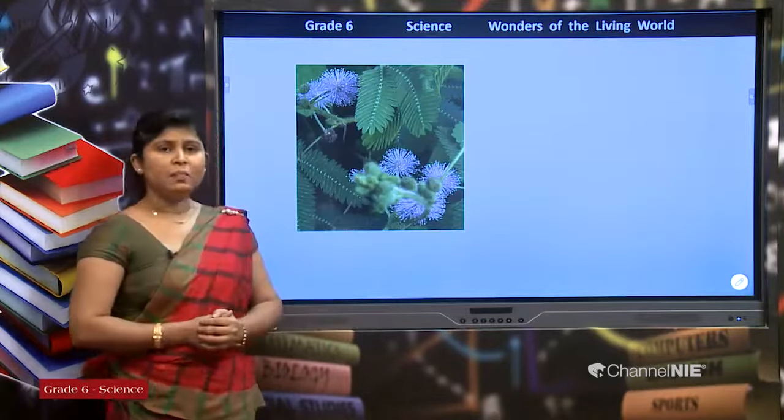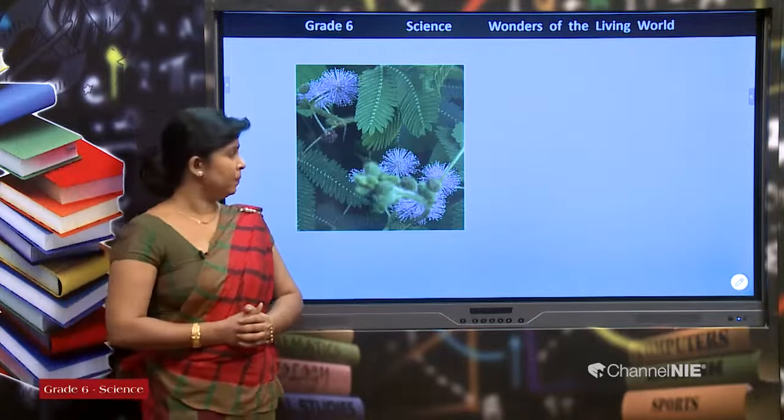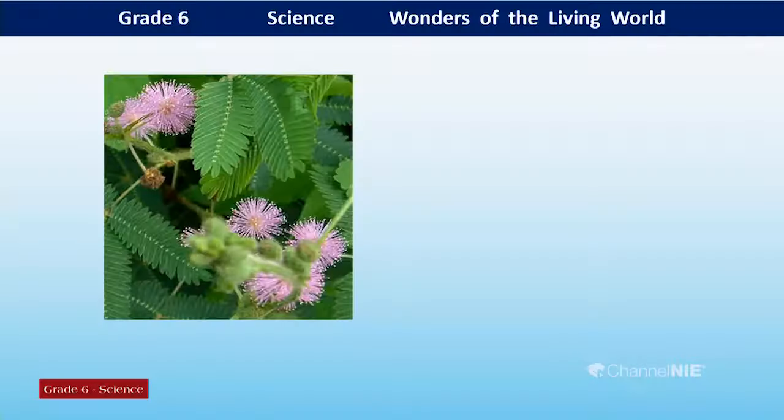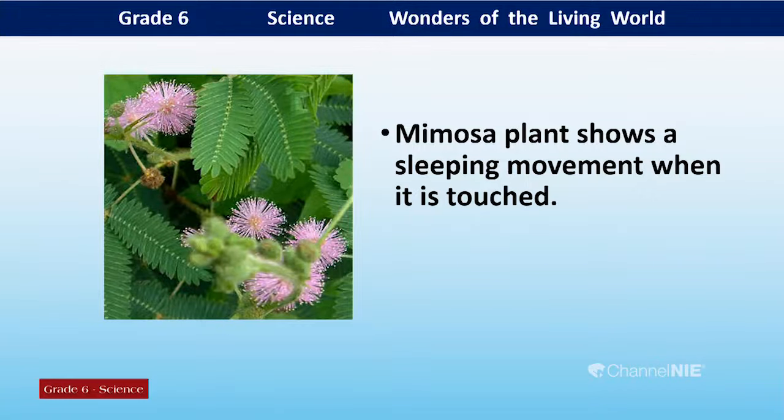Can you identify the plant given on the screen? Have you seen this? Yes. If you go for a ride in your home garden, you can easily identify this plant variety. What is it? Yes, mimosa. Mimosa plant shows a sleeping movement when it is touched, right. I think we all have touched the mimosa plant. It is an interesting activity.